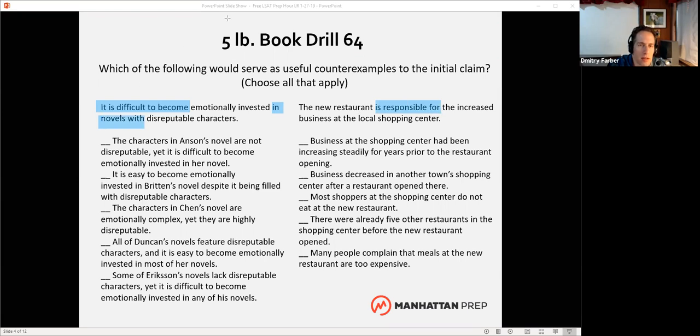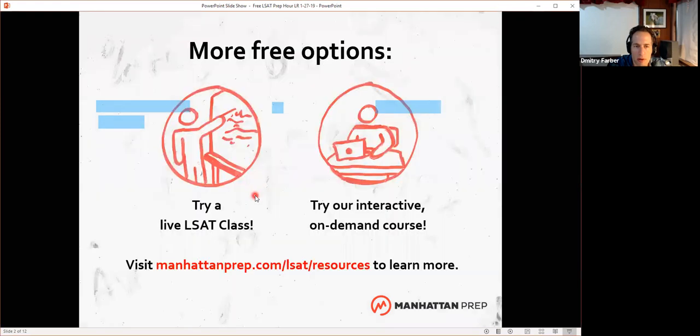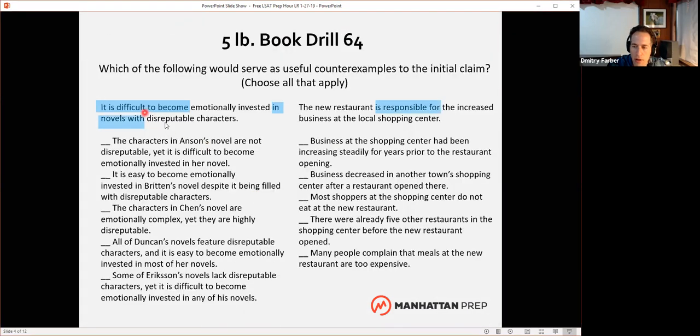Were you able to recognize the first one as a conditional statement? Could we write this as a conditional? In other words, could I say something like, hey, if disreputable characters, then difficult to invest. See what I'm getting at there? I'm saying that if it's a novel with disreputable characters, then it's difficult to invest. So you can write that as a conditional, right?